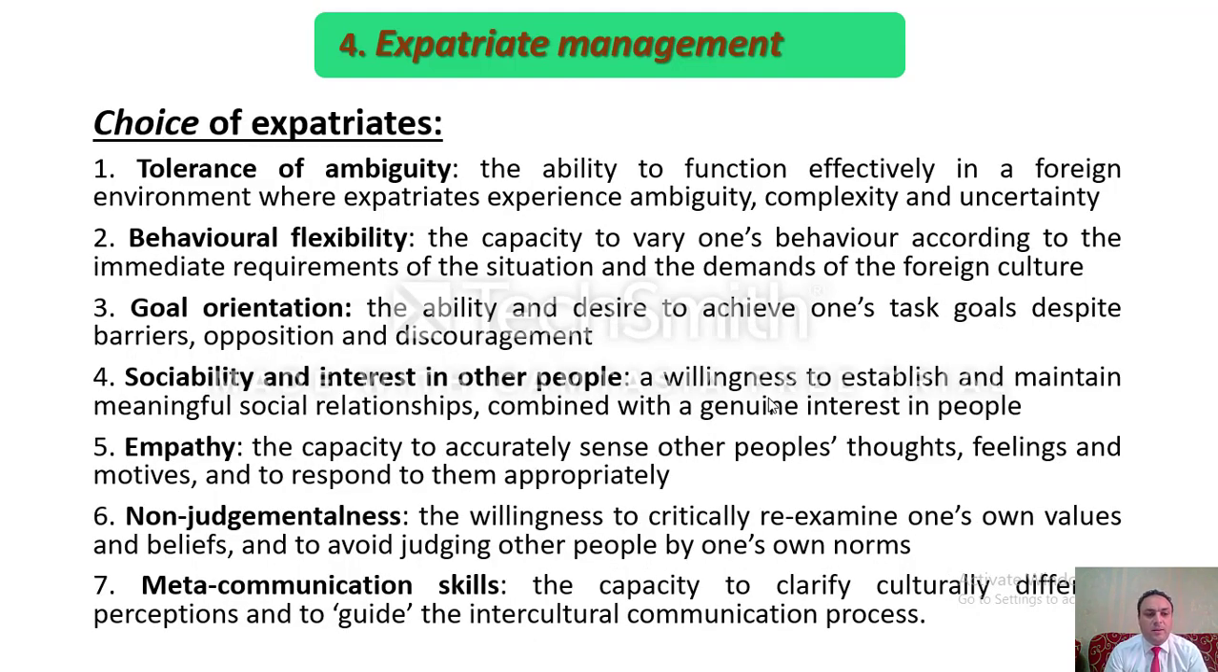So we have the choice of the expatriates, and how it is done. We talk about tolerance of ambiguity, which means the ability to function effectively in a foreign environment where expatriates experience ambiguity, complexity, and uncertainty. Nothing is clear for them in this new country or new culture. Also, behavioral flexibility: you have to be flexible.